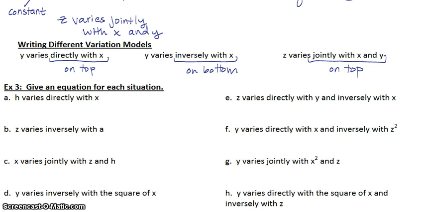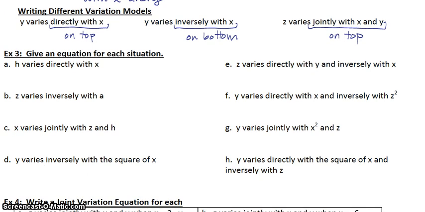Let's do some practice. Look at example 3. So it says H varies directly with X. There's always a K there. Directly with X means X goes right with the K. That's what I meant when I said on top. It doesn't really make sense to talk about a top and bottom because there's nothing on bottom, but really it's like a 1 on bottom if you want to think about it this way.